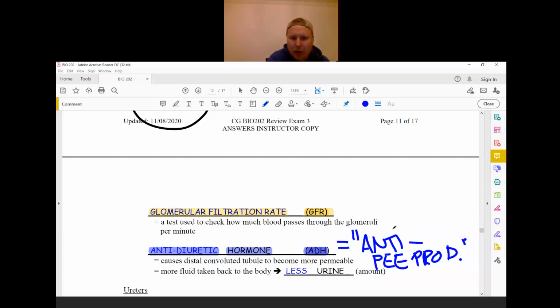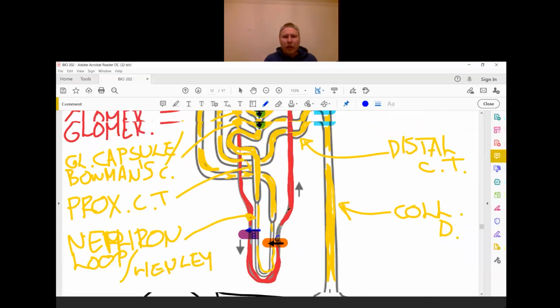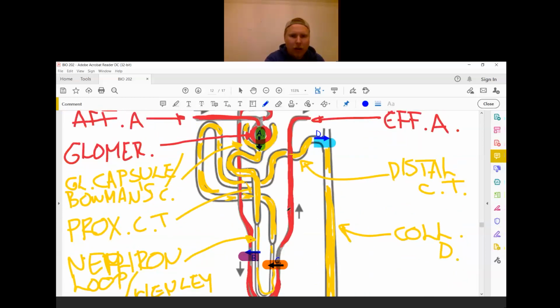And where antidiuretic hormone worked was at the distal convoluted tubule. So if there was a lot of ADH present, it made the distal convoluted tubule very permeable. A lot of the content of the nephron was then absorbed back to the body.